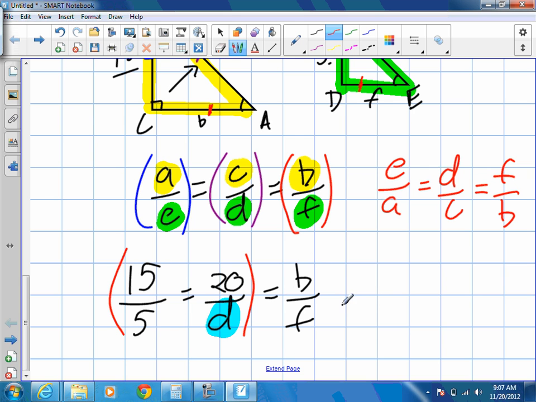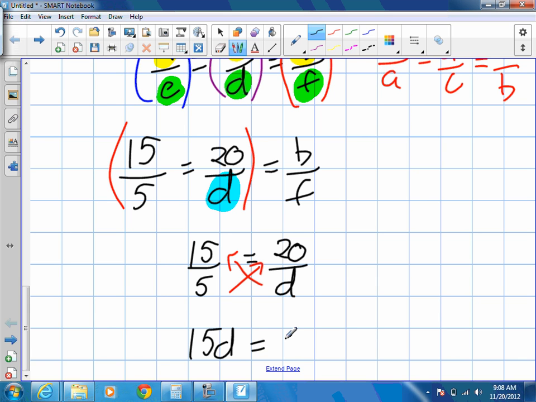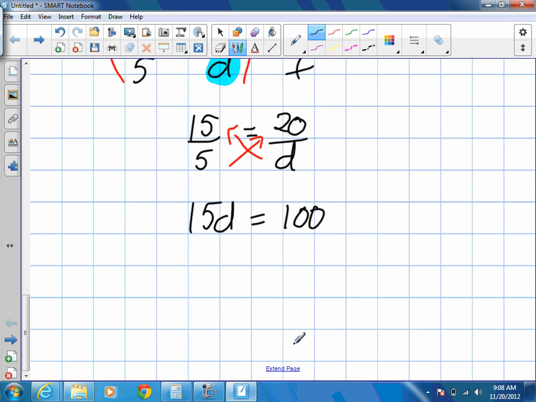Right now, we're going to break this into one question. We have 15 over 5 is equal to 20 over D. Well, I'm trying to isolate for D. What's the fastest way to do this? Cross multiply. We have two equal fractions. So we cross multiply. I'm left with 15D is equal to what? 100. How do I solve for D? Divide both by 15.